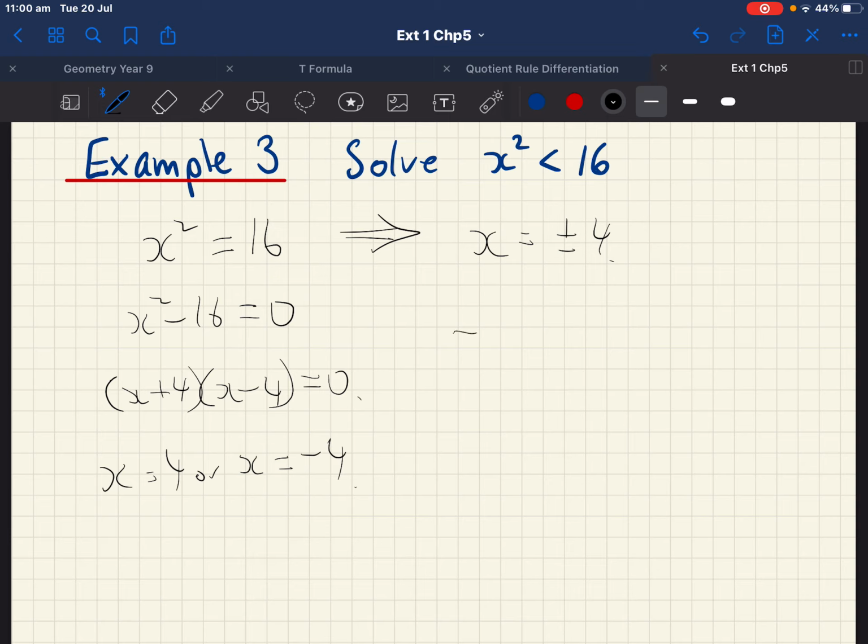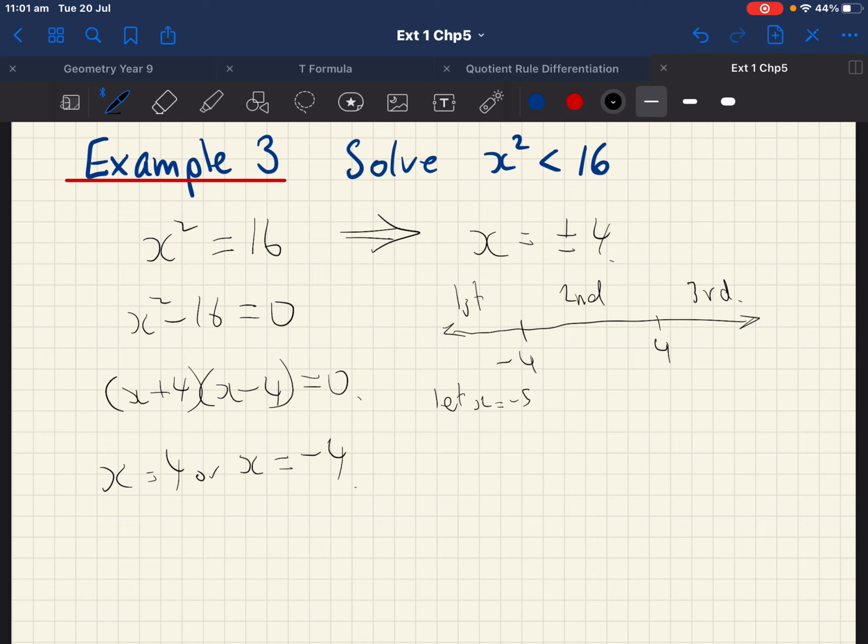From that point, if I just draw up a quick number line here, I've got minus 4 over here, a positive 4 over here. We can see that the number line has been split up into 3 different regions. The first, second, and third regions. And all we need to do is just plug in some different test values from each region to determine which region satisfies the inequality. So for the first region, I'm just going to let x equal minus 5.